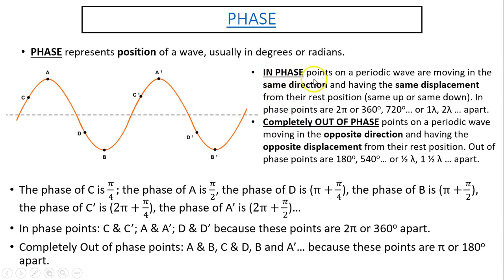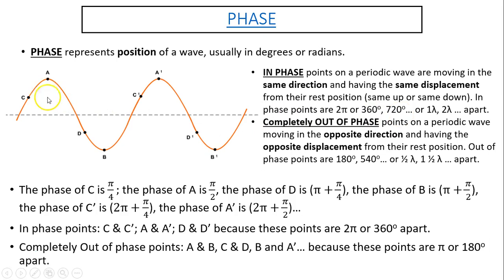Next one, let's see what is in phase. In phase are points on a periodic wave that move in the same direction and have the same displacement from their rest position. That means same up or same down. In phase points are 2 pi apart, or 1 wavelength or 2 wavelengths apart, or 360 degrees or 720 degrees. By the way, 720 corresponds to 4 pi apart.